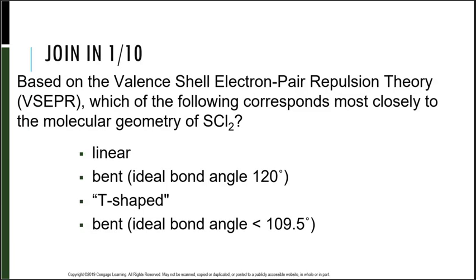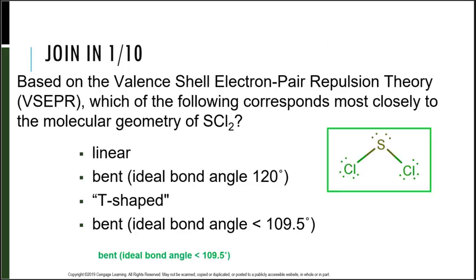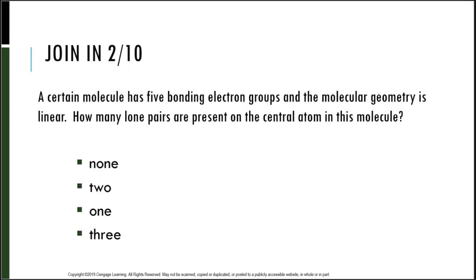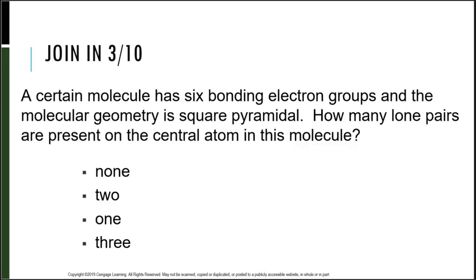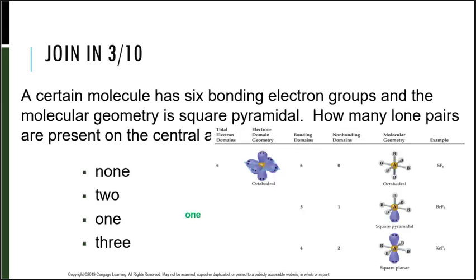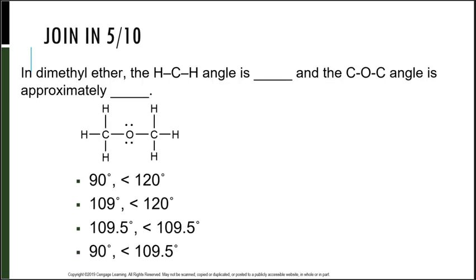We have 10 review questions to finish off this section. Take a minute, pause the video. Hopefully you got bent. Take a minute and pause. There would be 3 lone pairs. Pause here. 1 lone pair. Pause here. Should be 120 degrees. Pause here. Should be 109.5, and the second one would be a little less than 109.5.